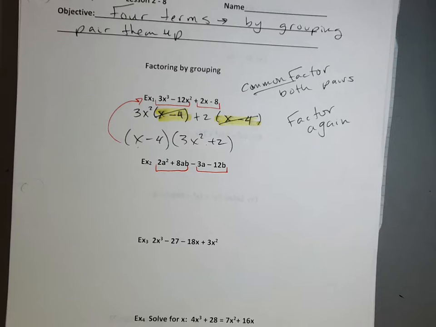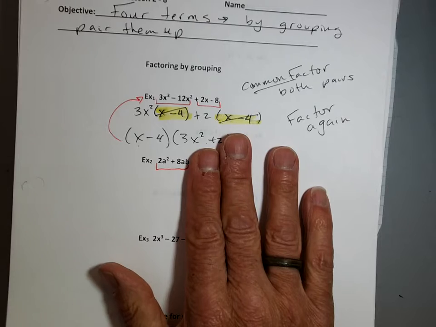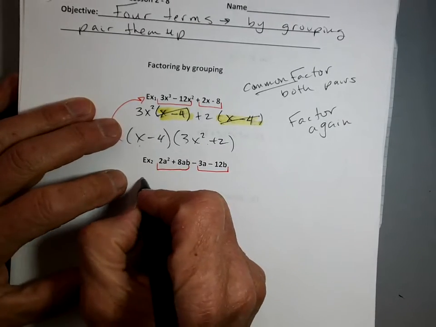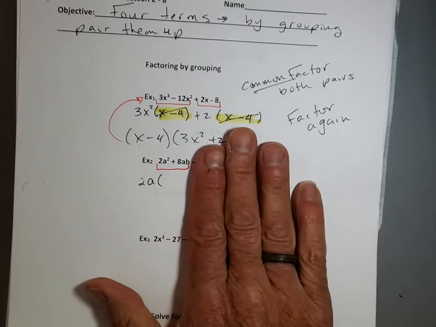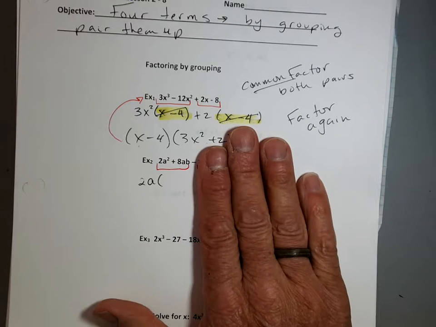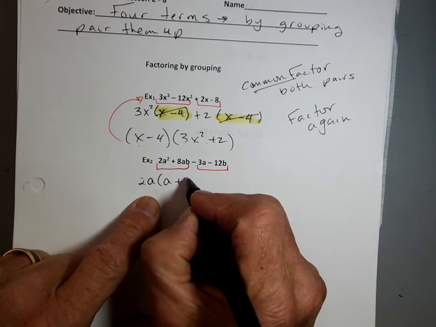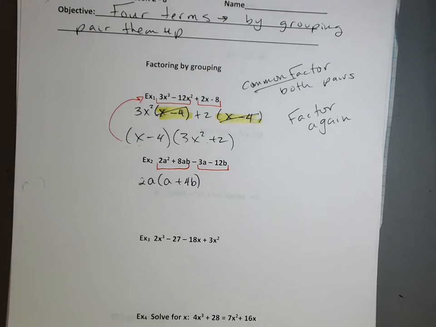So when I pair them up, I'm going to ignore the second pair at first. I'm going to say, okay, what do these first two have in common? Well, they've got a 2 and an A in common, right? If I take out the 2A, I'd have an A plus 4B. Now again, if you have a hard time seeing that, you can multiply it back through. 2A times A, 2A squared, 2A times 4B is an 8AB. How am I doing? Okay.